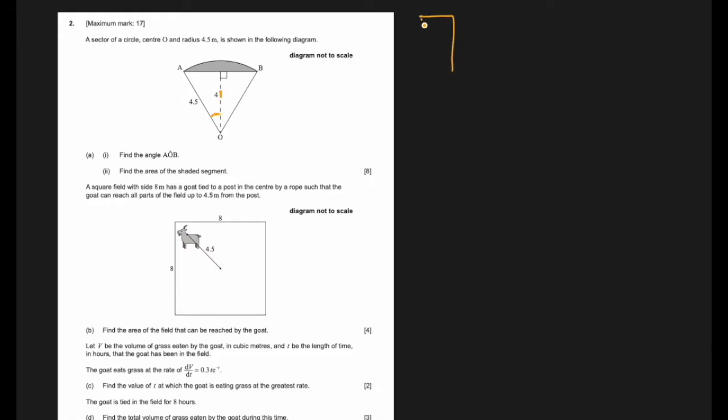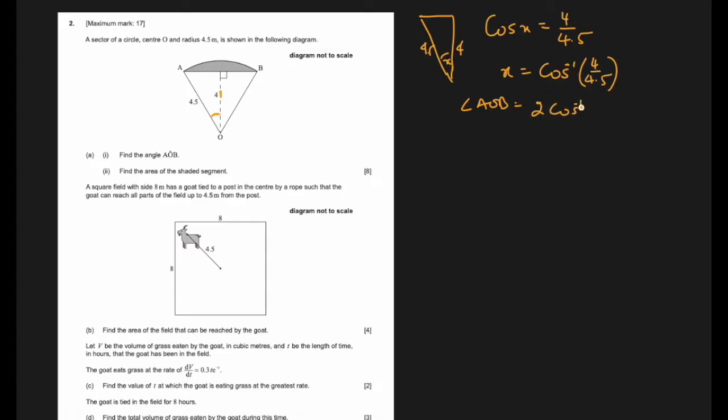Let me redraw this here. This is 4, this is 4.5, and let's call this angle X. So cos X is going to be adjacent over hypotenuse. So X is cos inverse 4 over 4.5. Since it is a circular measure, I will use radians. Angle AOB will be twice of this, so 2 cos inverse 4 over 4.5 will be the answer. If I use my calculator for this, I get 0.9517, so let's write 0.952. This is the angle AOB.